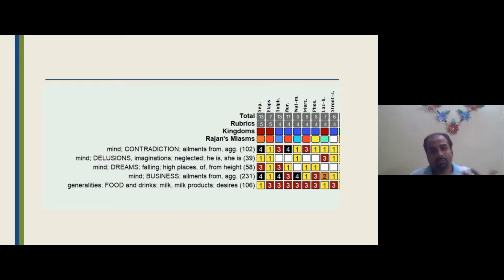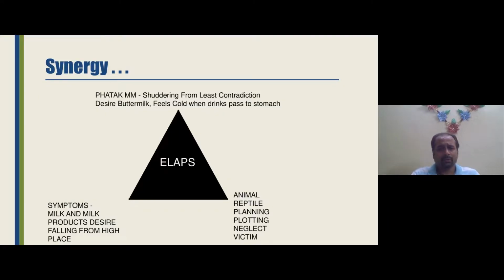Now, how do you differentiate these remedies? It is very important that we individualize even further to reach the right remedy and understand the pattern of the patient. So how do we do that?